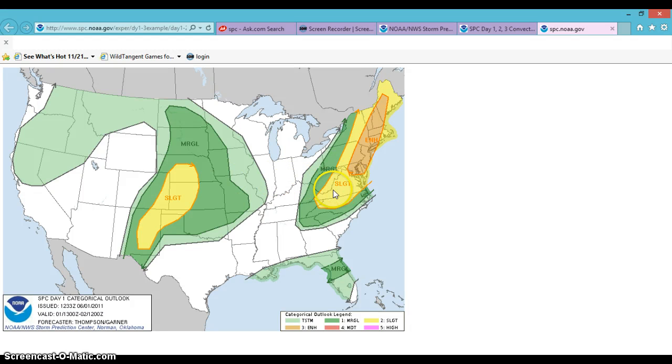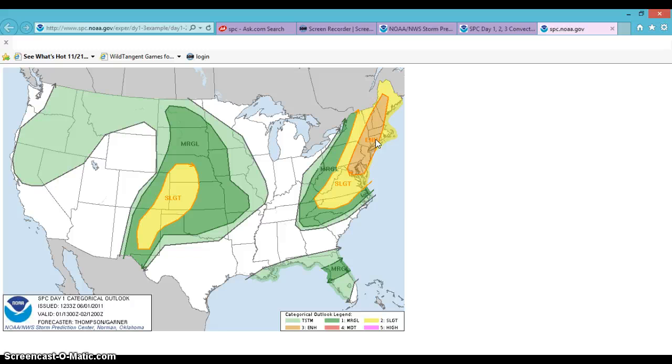A lot of days you would see a high end slight risk, but it wasn't very well defined, obviously, because they didn't have this enhanced category. So now they've added that, and basically it's in between a slight risk and a moderate risk. You've heard us talk about the moderate risk a lot of times. When we've had those, moderate risk can mean some pretty serious stuff. Well, the enhanced risk is basically, like I said, in between the slight and the moderate risk.